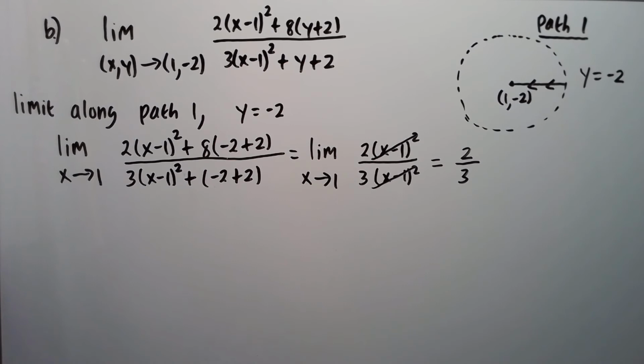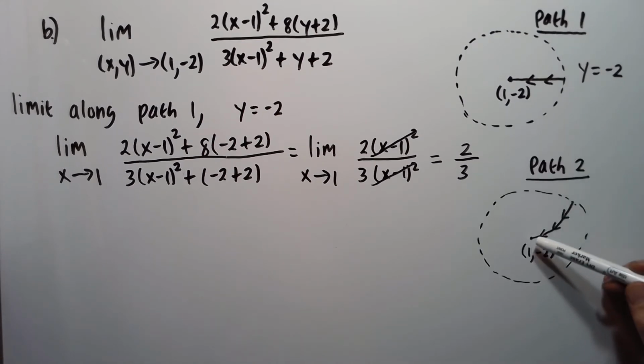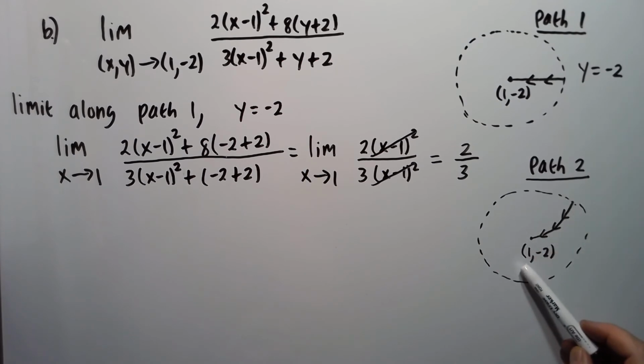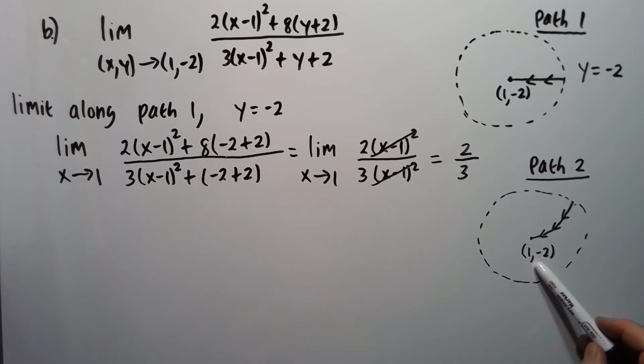Now we have to come up with a second path. It's not always easy to find a second path. You may try to come along the y-axis, say, and you might get the same answer again, 2/3. So finding the second path that gives you a different answer is not always easy. For the second path here, I'm actually going to come along a parabola. So let me draw path 2. Path 2 will be this parabola going through (1, -2), so (1, -2) will be the vertex of the parabola.